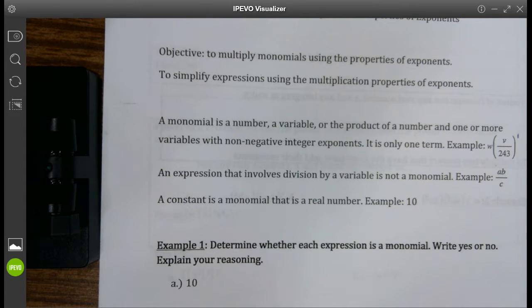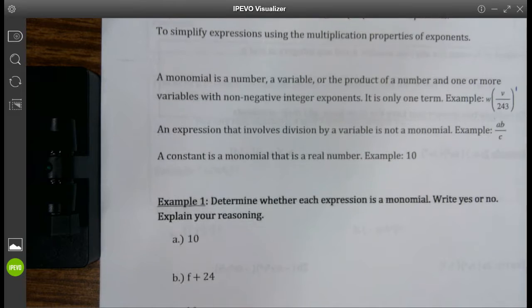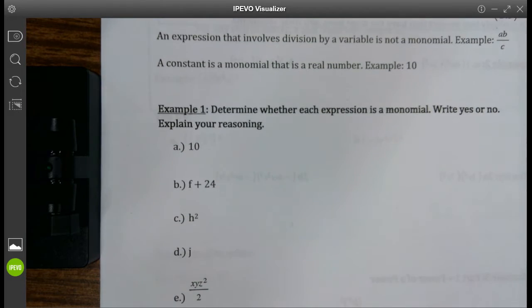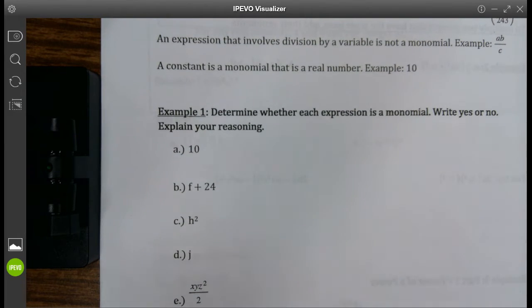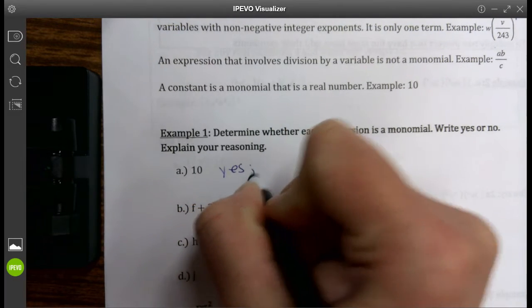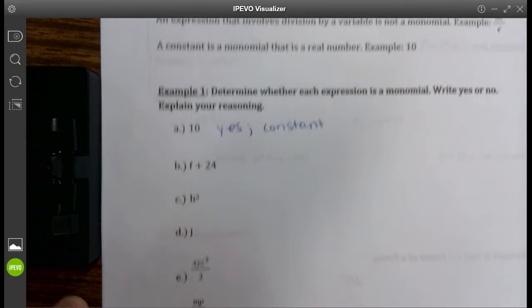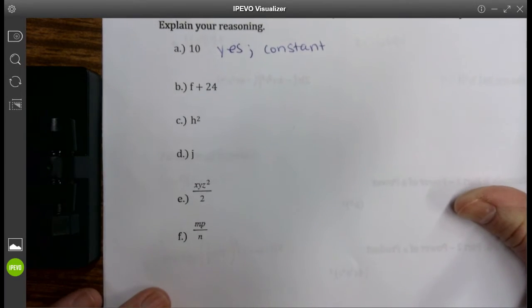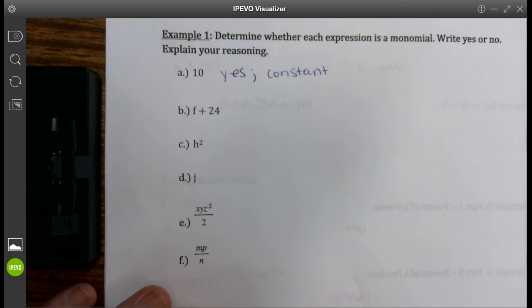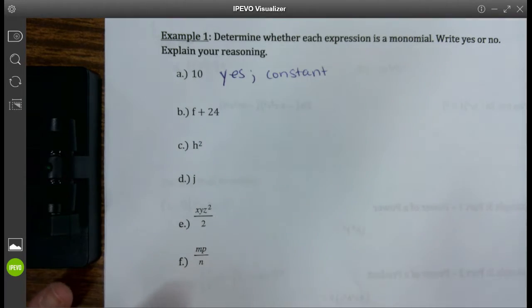A constant is a monomial that's a real number. So 10 is a constant. Determine whether each expression is a monomial, write yes or no, and explain your reasoning. So yes, it's a constant. Why don't you try pausing these and seeing how much you can do, and then press play if you want. If not, just follow along.